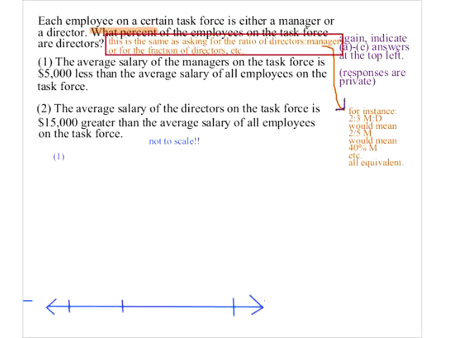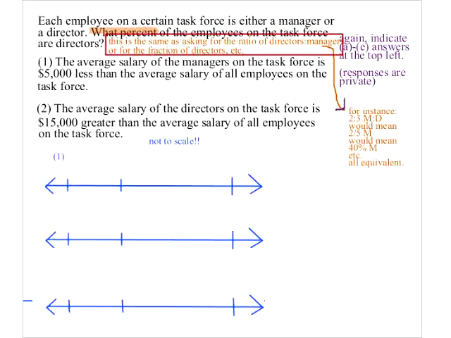Let's drag it down here, and then we'll copy it again. And then we'll drag it down here, and then we'll copy it again. Okay, that's all I was trying to do. Okay, statement 1 is going to look like this.